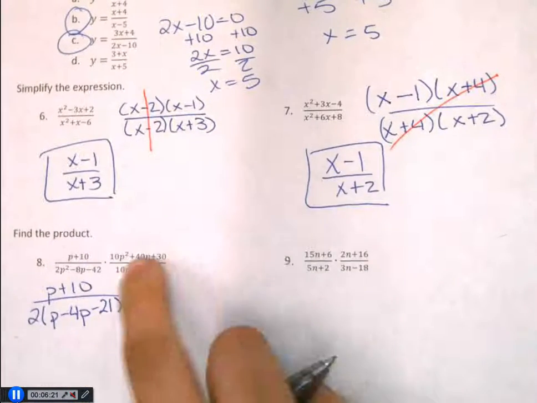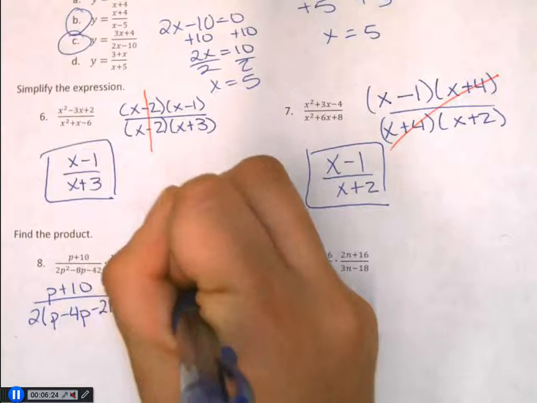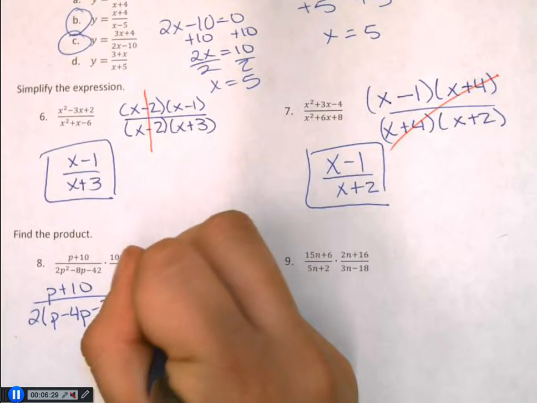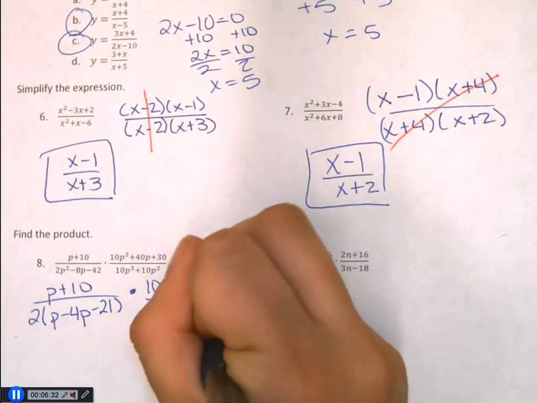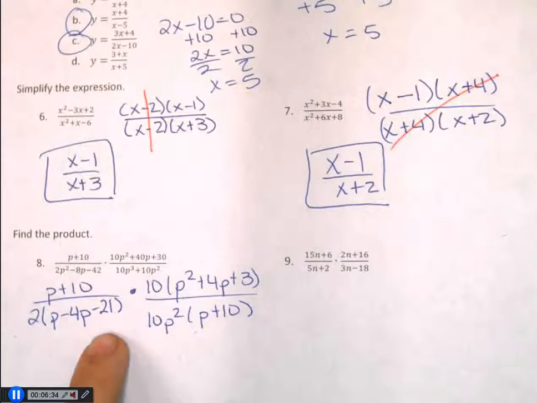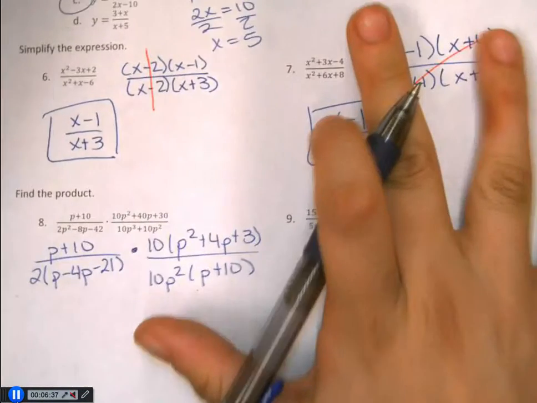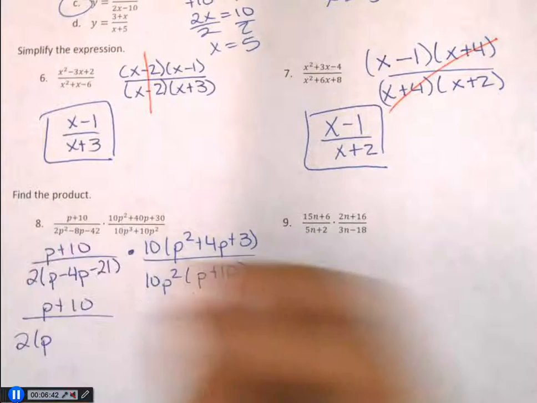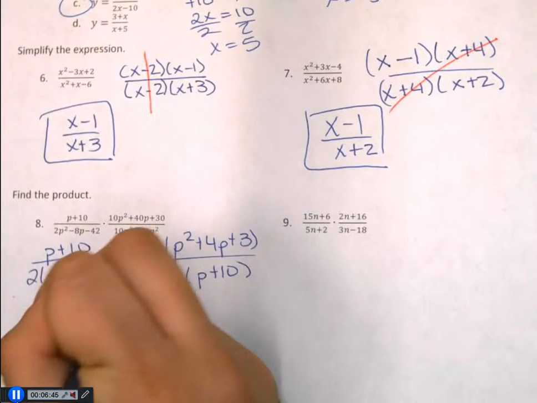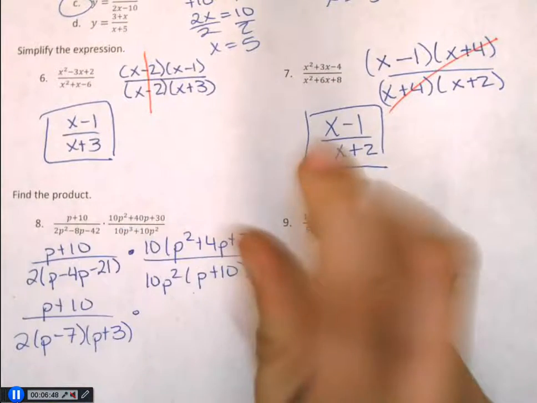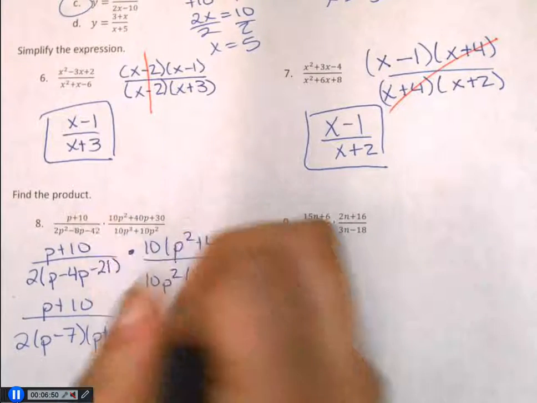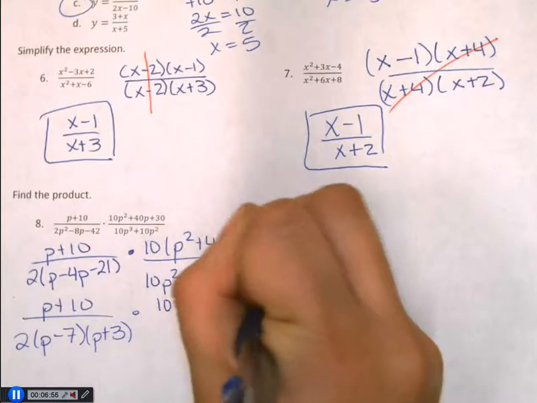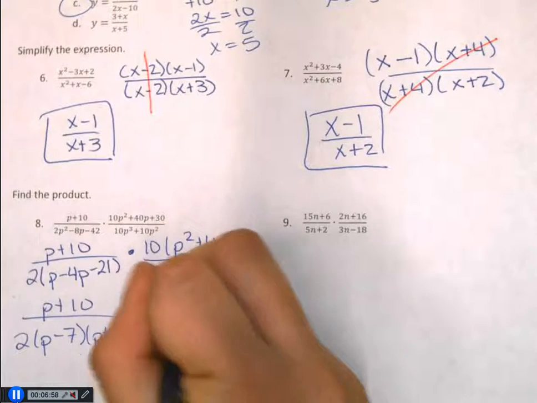On the second top one, I can factor out a 10, so I get 10 p squared plus 4p plus 3. And then on the bottom, I get 10p squared out, and I can also have p plus 10. I'm looking for what multiplies to negative 21 on this one, and that's going to be negative 7 and positive 3. Over on the second one, I have positive 3 and positive 1 multiplying to 3, adding to 4. And then I don't have to do anything else on the bottom.